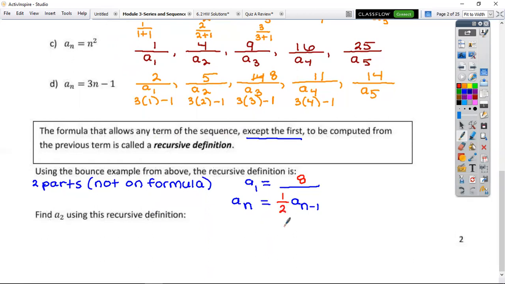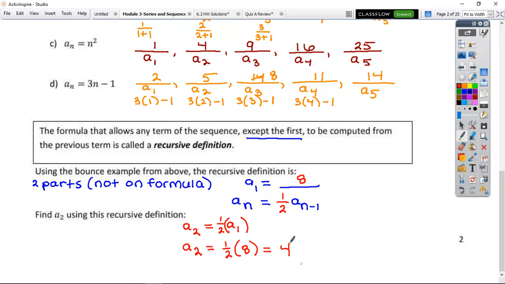So there's your formula. It means start at 8, multiply by 1/2. Now it says find a sub 2 using your recursive definition. So I would say a sub 2 is equal to the term that came before it, a sub 1, multiplied by that 1/2. So a sub 2 is equal to 1/2 times the term that came before it, which was 8. So the second term of your sequence is, you go up and check it, should be equal to 4.